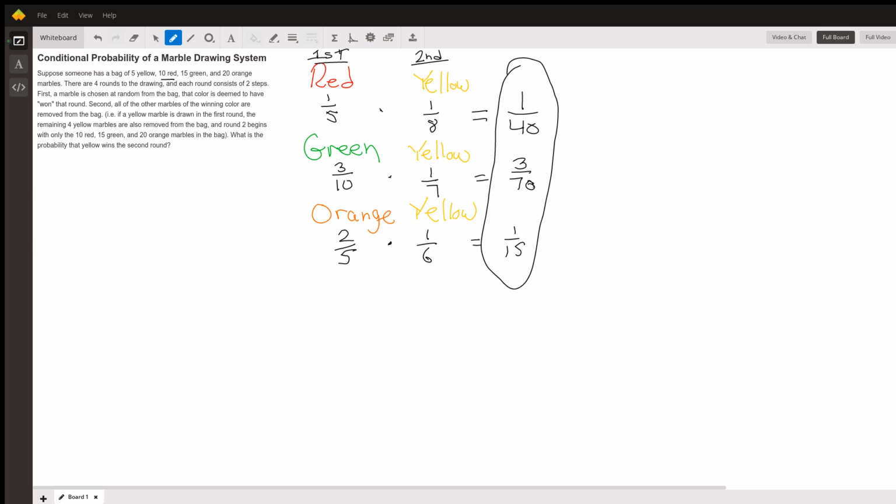I'll let you fuss with those, whether you want to put them in decimals and add them up, or, Lord forbid, find a common denominator. But those are the three ways that yellow wins the second round. And the probability of the first one is 1 out of 40. The probability of the second one is 3 out of 70. And the probability of the third is 1 out of 15. So the probability of yellow happening is those three added together.